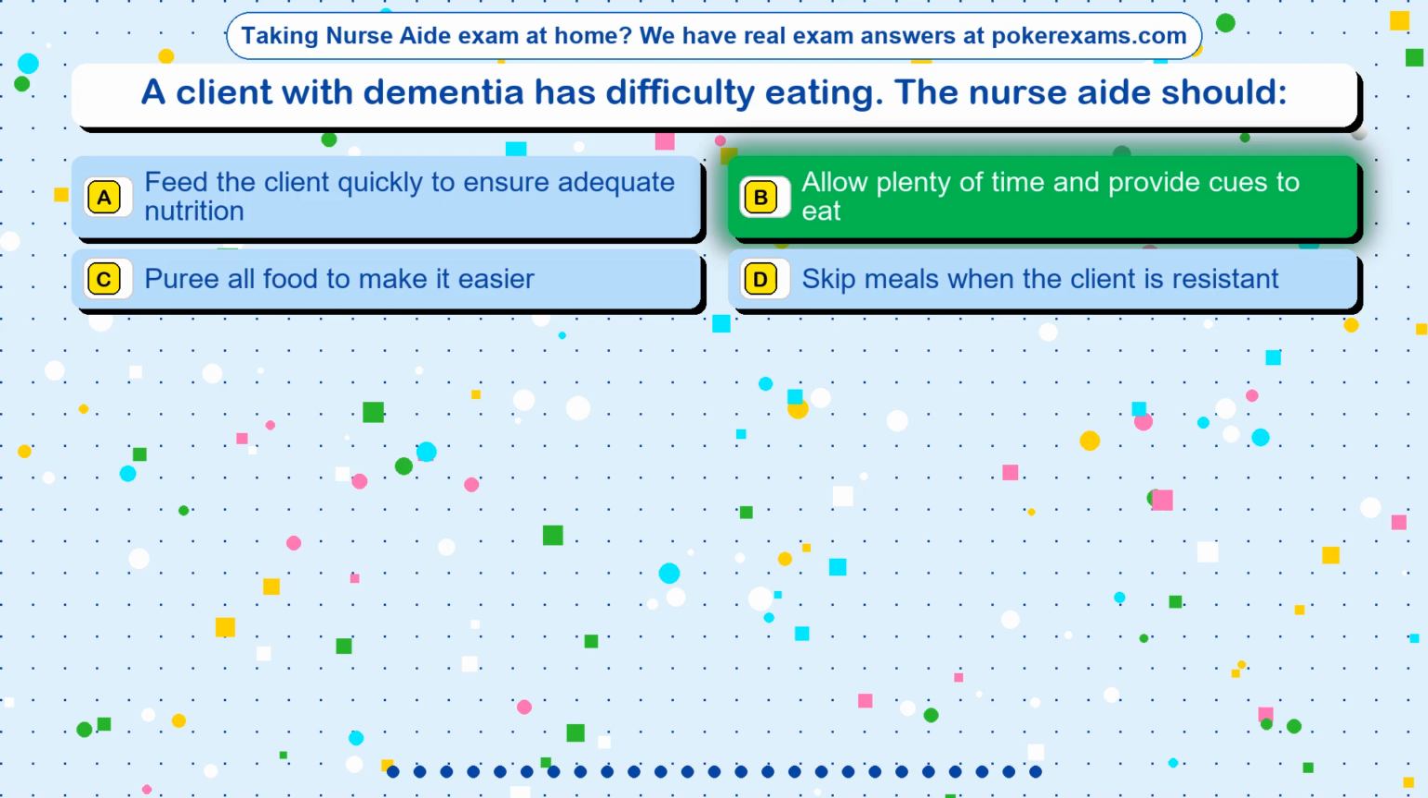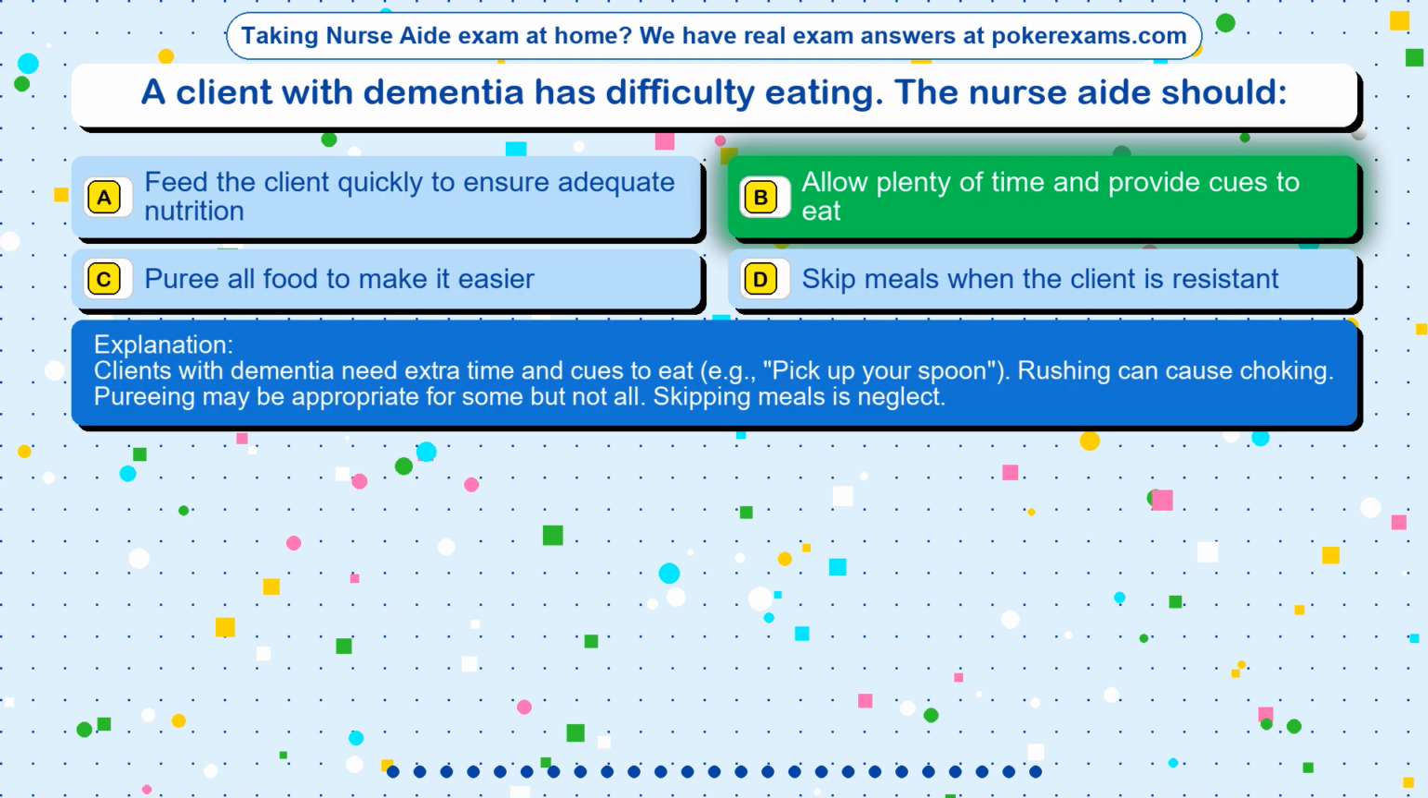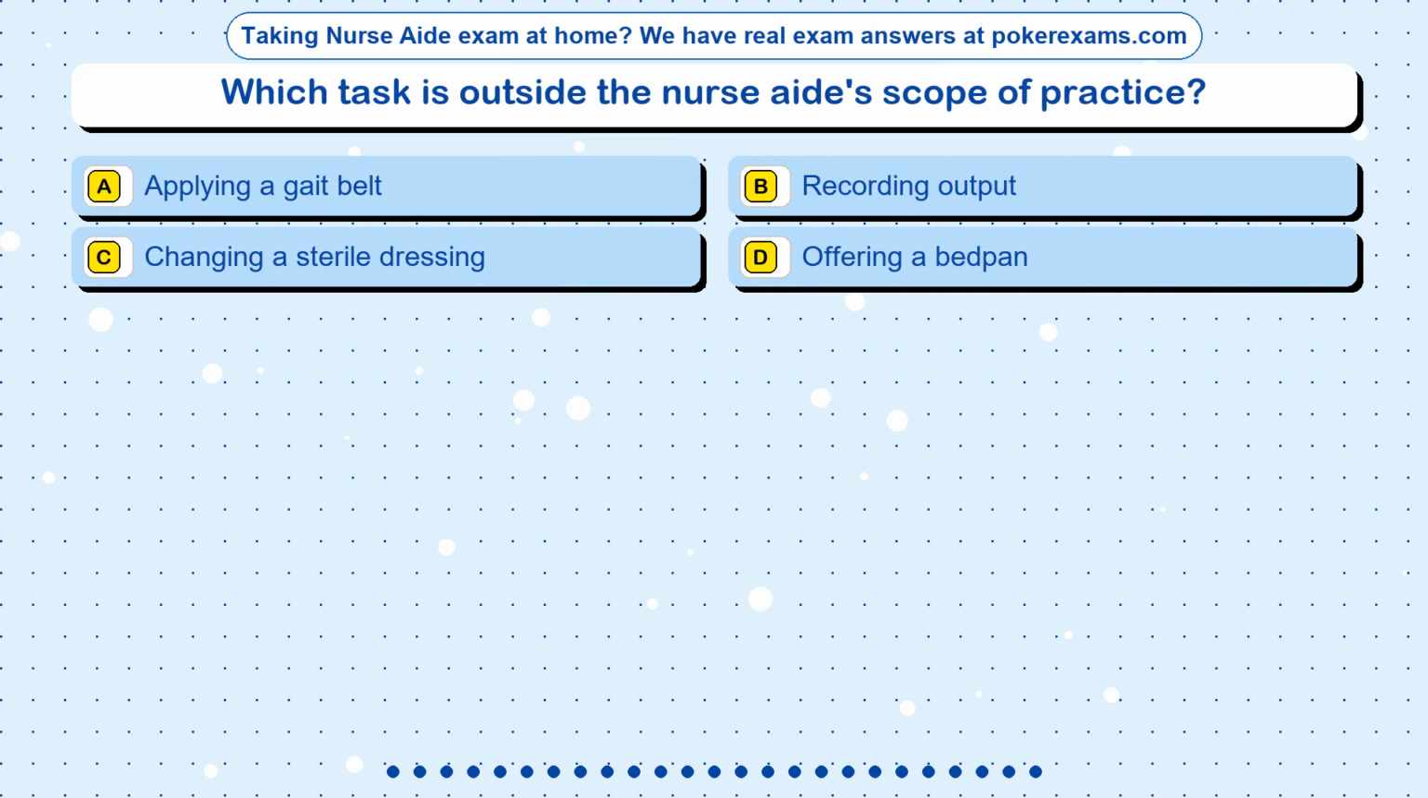The correct answer is option B, allow plenty of time and provide cues to eat. Clients with dementia need extra time and cues to eat. Example: pick up your spoon. Rushing can cause choking. Pureeing may be appropriate for some but not all. Skipping meals is neglect.